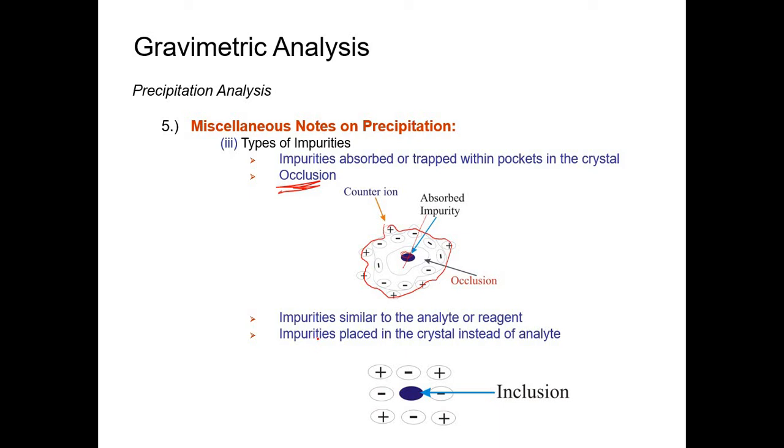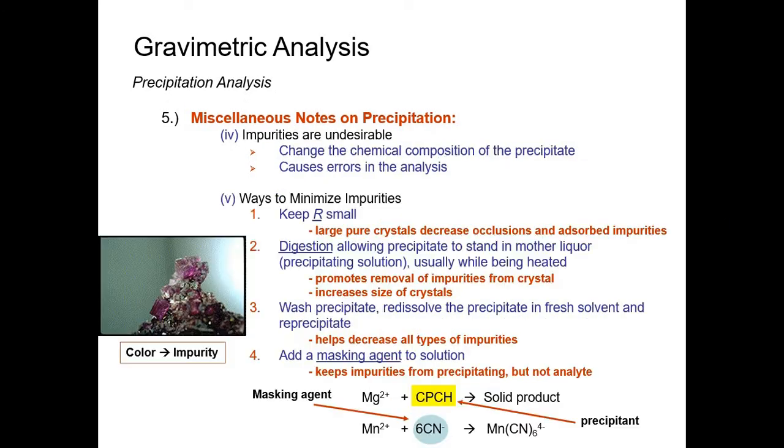Next, impurities placed in the crystal instead of the analyte. This is what you call inclusion. So it is in the crystal itself. For example, you have an NaCl crystal. The structure of the NaCl crystal is Na plus and Cl minus. So it gets into the crystal and fills a space in the crystal. Okay? That's what you call inclusion.